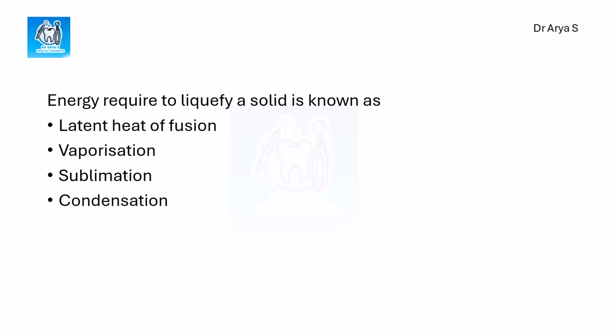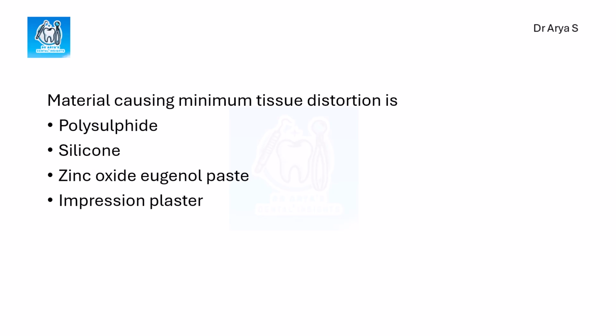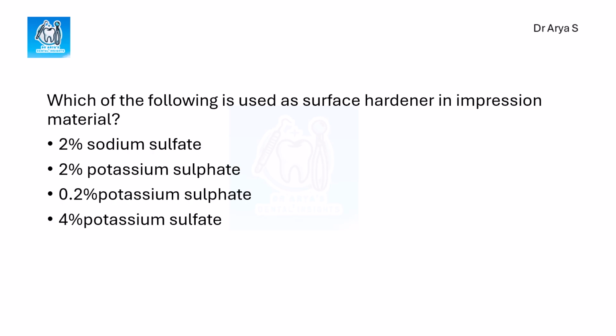Energy required to liquefy a solid is known as latent heat of fusion or vaporization, sublimation or condensation. Here the answer is latent heat of fusion. The material causing minimum tissue distortion is polysulfide or silicone or zinc oxide eugenol paste or impression plaster. So for minimum tissue distortion, the material is impression plaster.